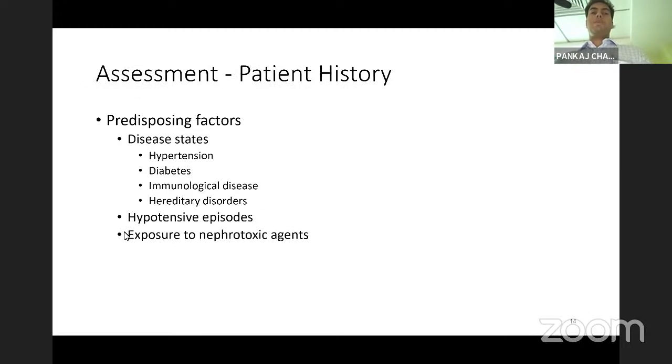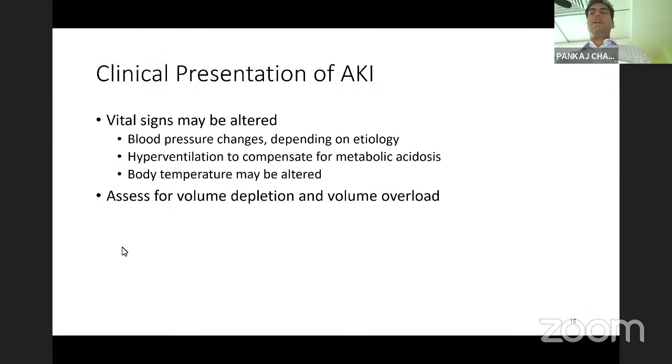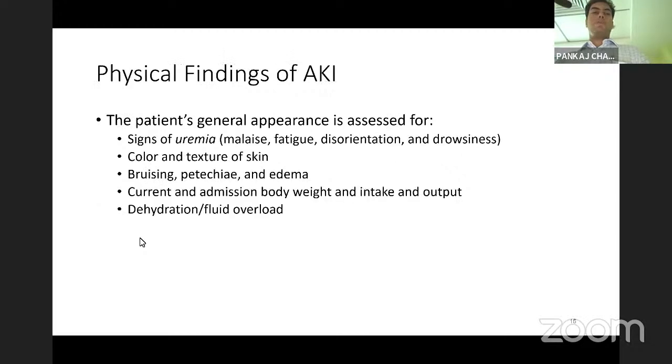Now the assessment of the patient. First, the patient history and their predisposing factors are disease state, hypertension, diabetes, immunological disease, hereditary disorder, and hypotensive episodes, and exposure to nephrotoxic agents. Clinical presentation of AKI: vital signs may be altered in AKI, blood pressure changes depending on the etiology, hyperventilation to compensate for metabolic acidosis, and body temperature may be altered. An assessment for volume depletion and volume overload should be done.